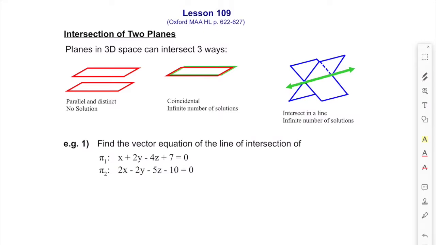If you have two pieces of paper or two planes, they can be parallel and they don't intersect at all, so there are no solutions. The two pieces of paper can be right on top of each other, like they're identical. So we can have coincidental planes that give us an infinite number of solutions. Or when the two planes are not parallel to each other, then they will of course intersect along a single line, forming an infinite number of solutions also.